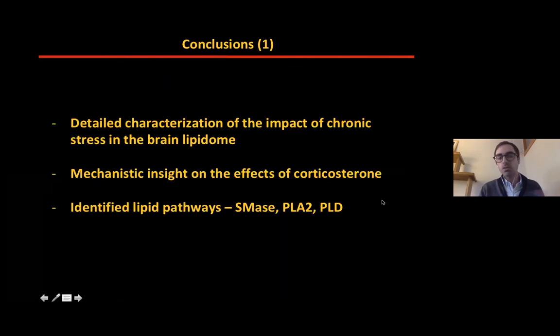So in conclusion from this first part, we showed a detailed characterization of the impact of chronic stress on the brain lipidome. We also provided some mechanistic insights for the effects of corticosterone in different regions of the rat brain. And we identified specific lipid signaling pathways, namely sphingomyelinase, phospholipase A2, and phospholipase D, that could be impaired in a stressful condition.